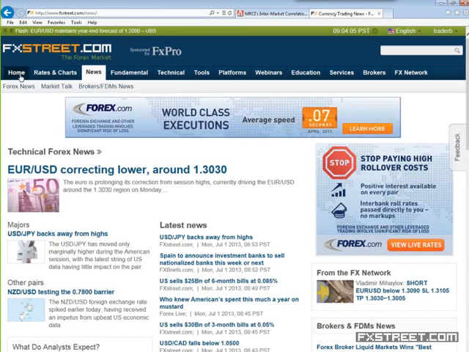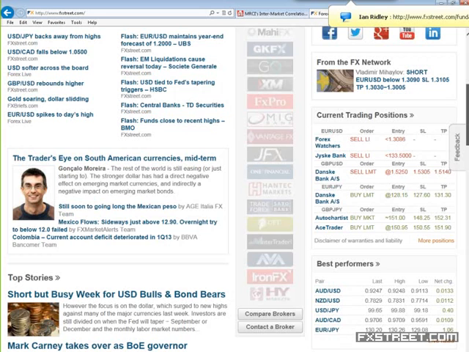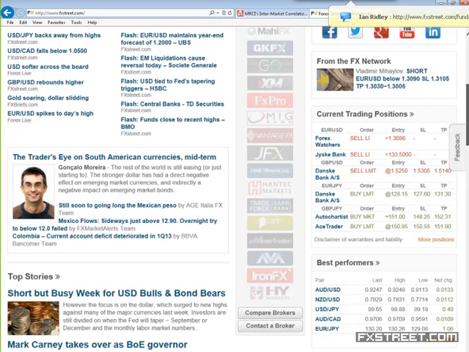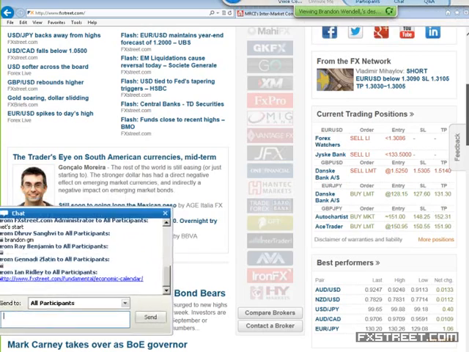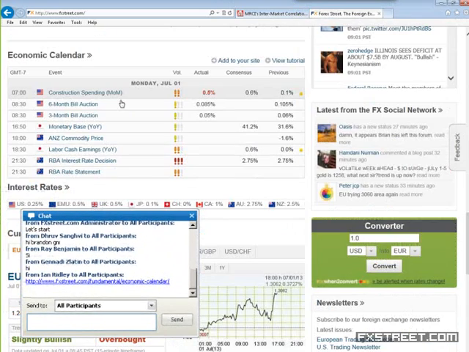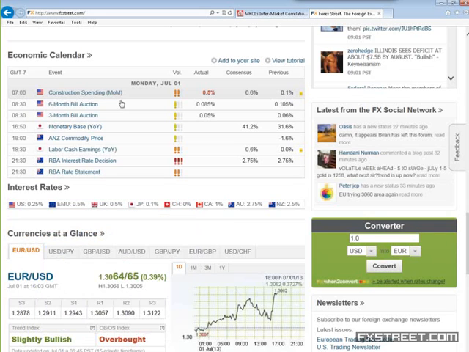If I go back to the home page, I think if I scroll down a little bit on the home page, it should be there. There we go. Right there it is. Okay. So we've got the economic calendar just a little bit below on the home page. I knew it was there somewhere. I just hadn't looked at it for a little while.